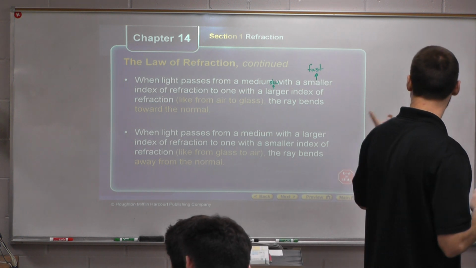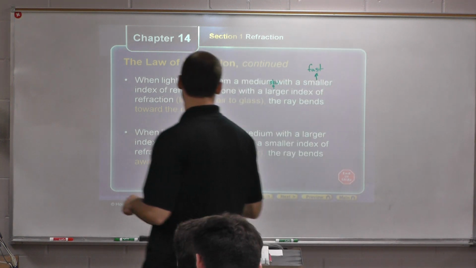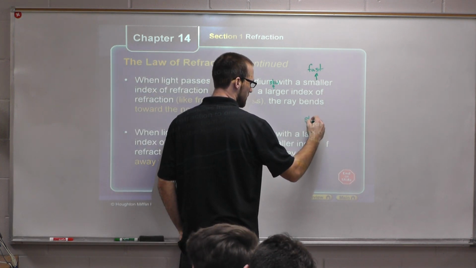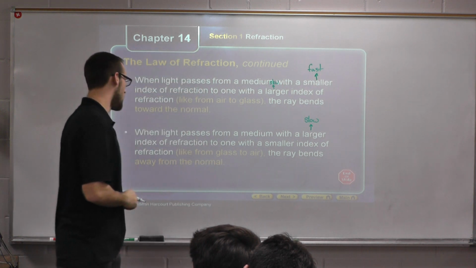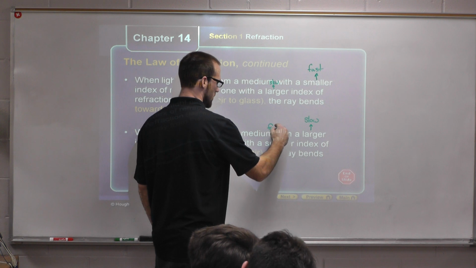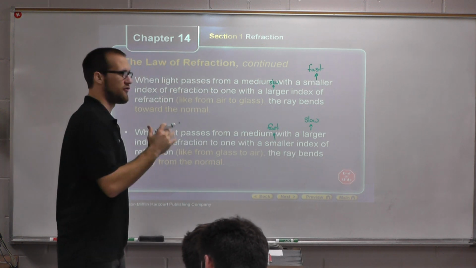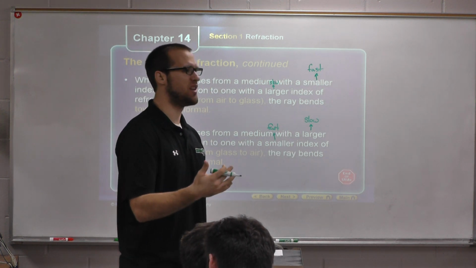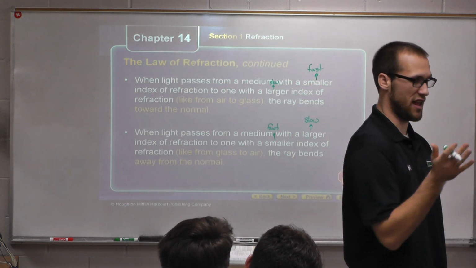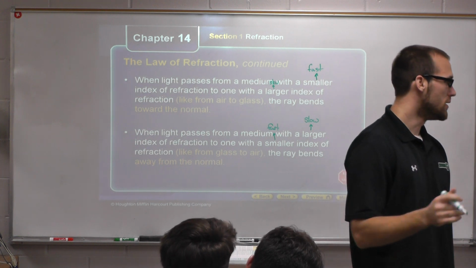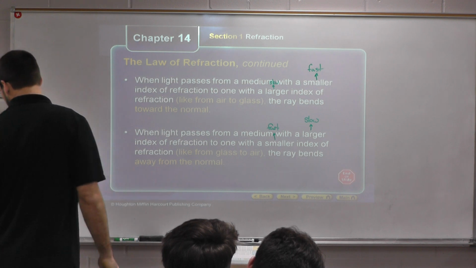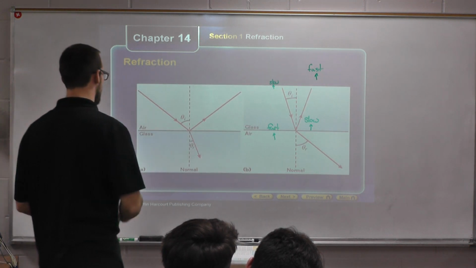Then it says when light passes from a medium with a larger index, which we said is slow, into one that has a smaller index of refraction, which is fast. So it's really going from fast to slow or slow to fast. A lot of times they'll give you the index of refraction instead, but I like to just think of it as slow to fast or fast to slow, because it helps me understand bending a little bit better. So let me show you a visual here.